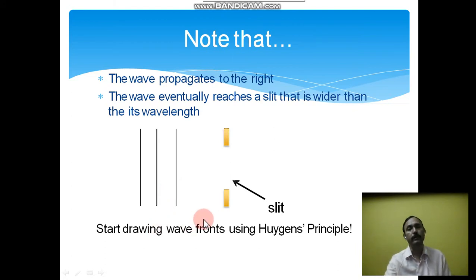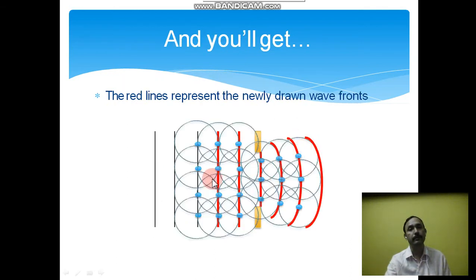Now start drawing the wavefronts using Huygens principle. The red lines represent newly drawn wavefronts. These are the circular envelopes. Now this is a new wavefront, and so on. Now this circular wavefront is meeting with another circular wavefront, then another, and another.